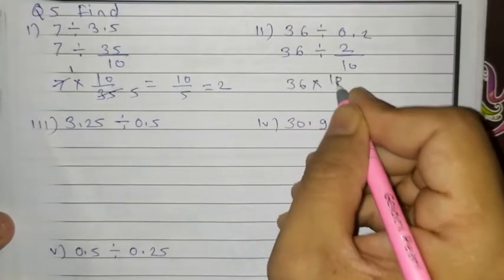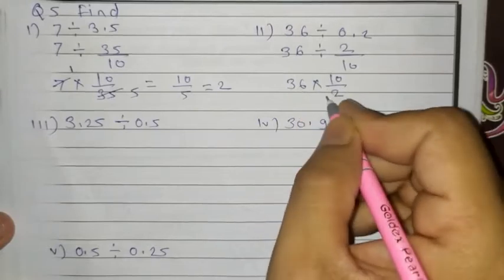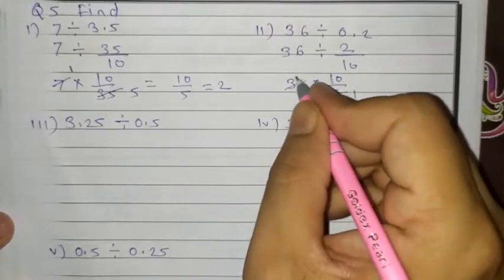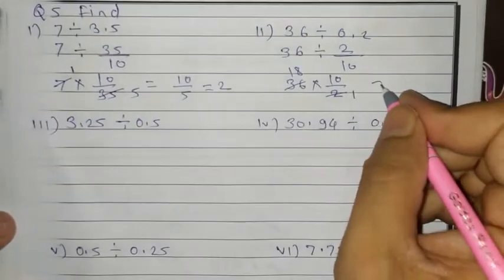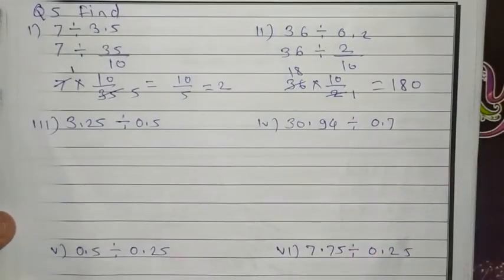36 into 10 will go upside. So here 2 ones are 2, 2 into 18 is 36. So our answer is 180.